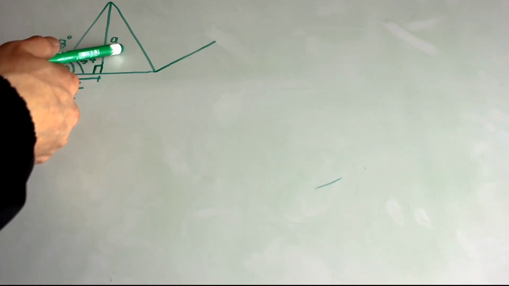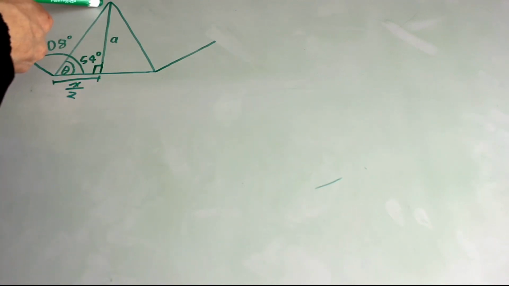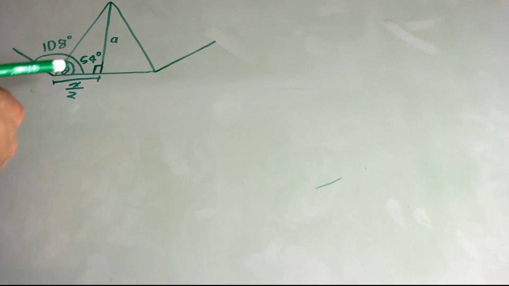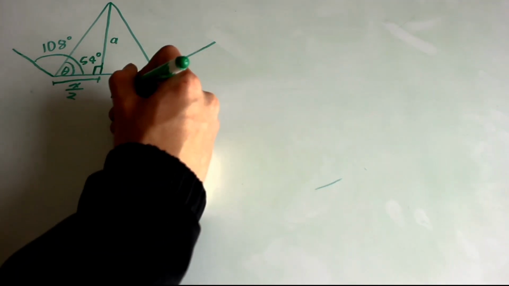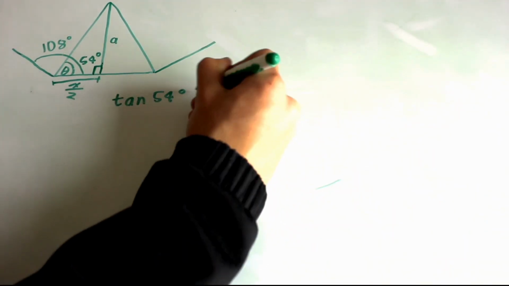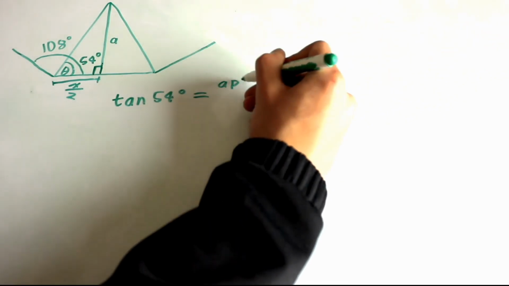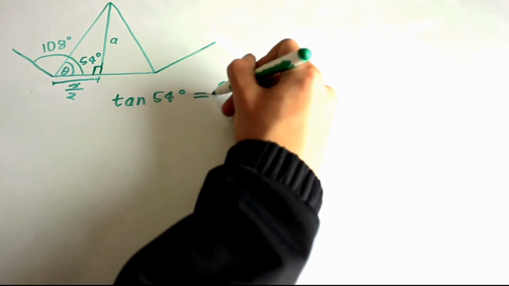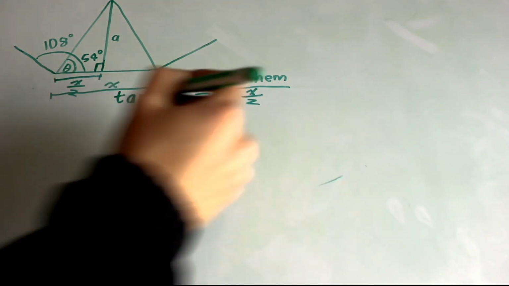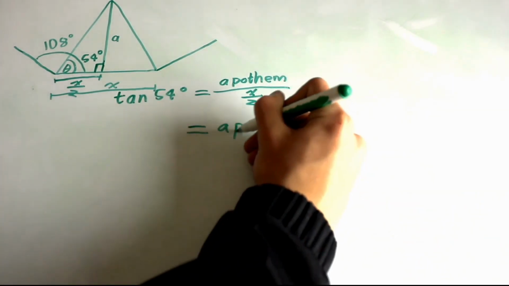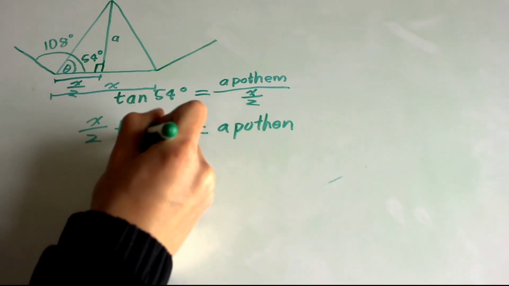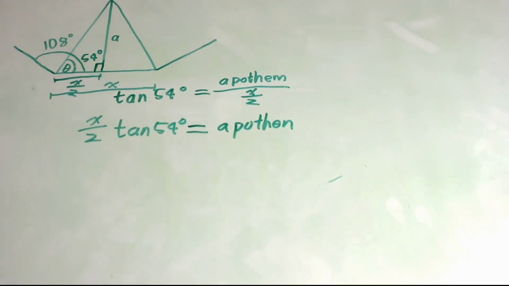This is a right angle because the apothem is basically a line from the center of the pentagon at right angle to the side. That's the definition of apothem. So this is a right angle and this is a right angle triangle. Since it's a right angle triangle, we could use the tangent. So tan 54 degrees is the opposite, the apothem, over x divided by 2. Rearrange the equation, we get the apothem equals x over 2 tan 54 degrees.